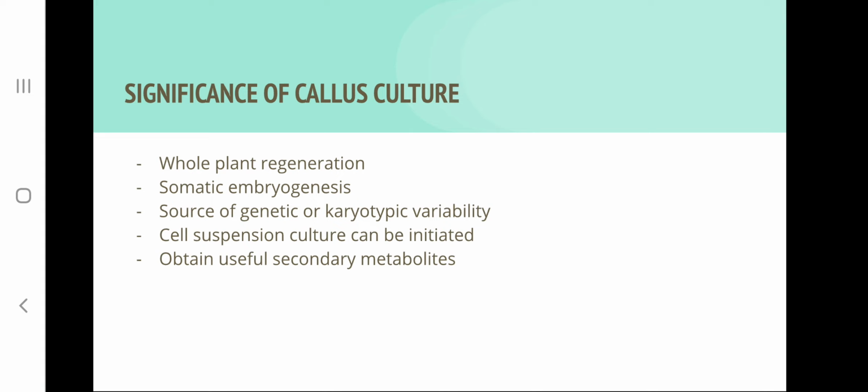The second significance of callus culture is that somatic embryogenesis can be initiated from callus culture. Third, genetic and karyotypic variability can be produced from callus culture, and these genetically variable plants may have some superior qualities, and they can be used for plant breeding experiments. Next, cell suspension cultures can be initiated from callus culture, and another significance of callus culture is that it can be used for obtaining useful secondary metabolites.